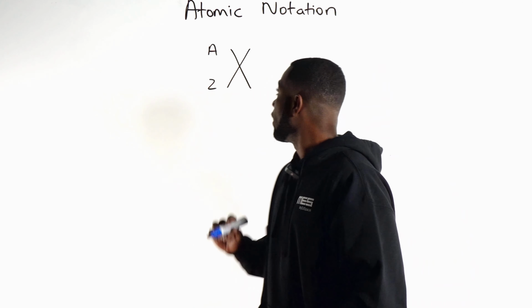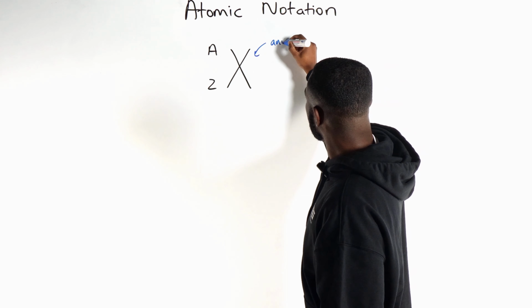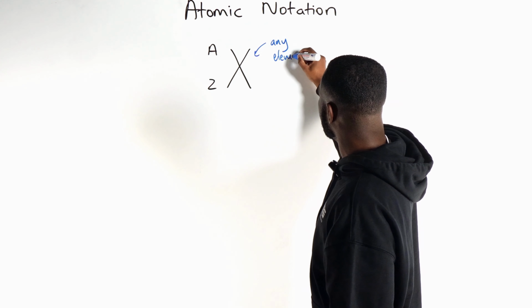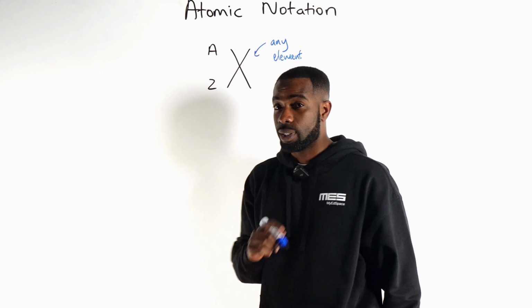So let's get started. First thing is, you should know that X is representing any element. That's the symbol for any element here. And your A and your Z are representing two very important numbers we need to know about.